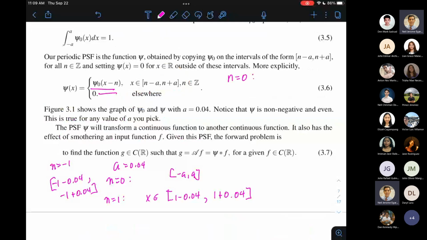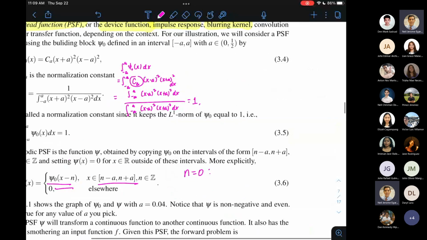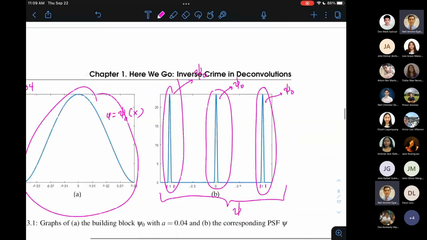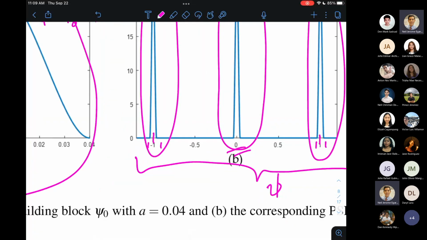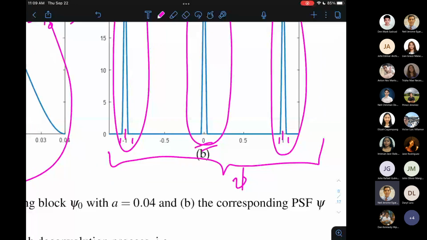Doon sa mga specific intervals of the form n minus a to n plus a, magma-matter lang doon sa convolution kasi andito lang tayo. So, gagamitin lang natin ay yung from negative a to a. Kasi andito lang naman tayo sa 0 to 1, tapos yung psi from negative a to a. Okay, so ito yung kailangan nating isolve.